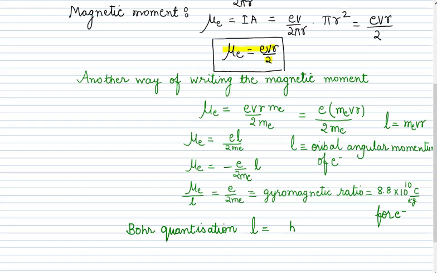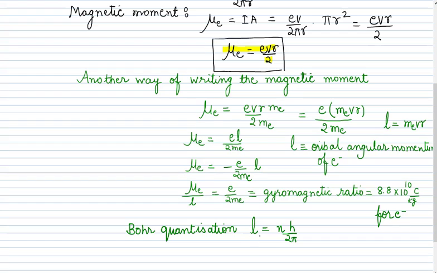That means it is always in the multiple of h upon 2 pi, and n is any integer. You can vary this value and you can have discrete values, that is known as quantization. Say for example, if you put n equals to 1, then the value is h upon 2 pi. If you put 2, then it is 2h upon 2 pi, that is h upon pi. If you put n equals to 3, then it is 3h upon 2 pi.